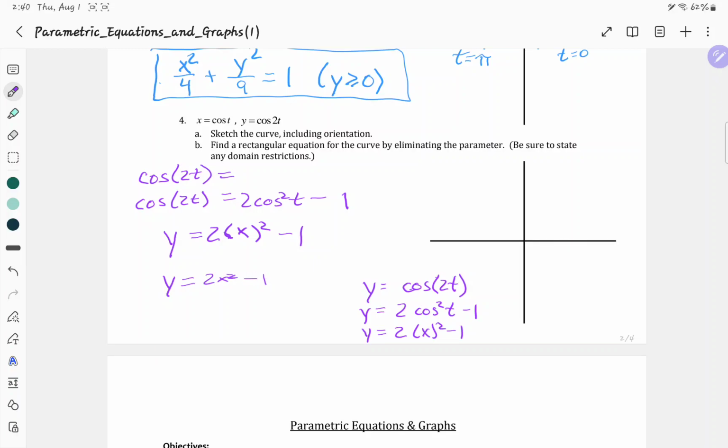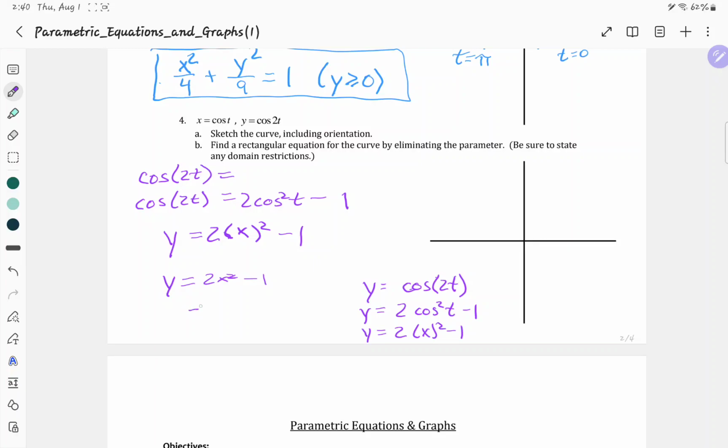So 2x squared minus 1, that is a parabola. So I should expect a parabola. There may be a restriction. Cosines only go between -1 and 1, so more likely than not, there's going to be some sort of restriction that we want to involve with these guys. Because the x's are cosine of t's, really the x should stay between -1 and 1.